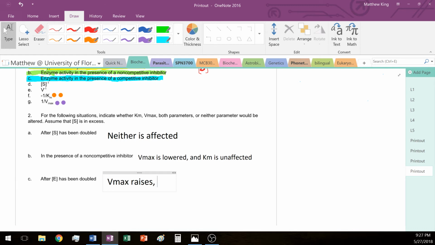And also Km is unaffected again. And once again, we know why Km is unaffected, because we're not changing the enzyme in question. But when you double the enzyme concentration, you are able to achieve more. It's like you're hiring more workers out in your field. They are enzymes. So you can achieve more work as a company and you can get more profit, if you want to think of it that way.